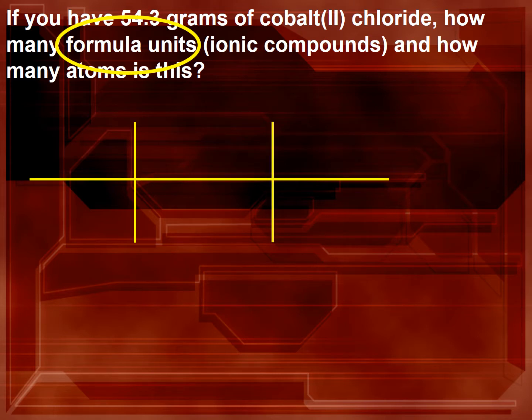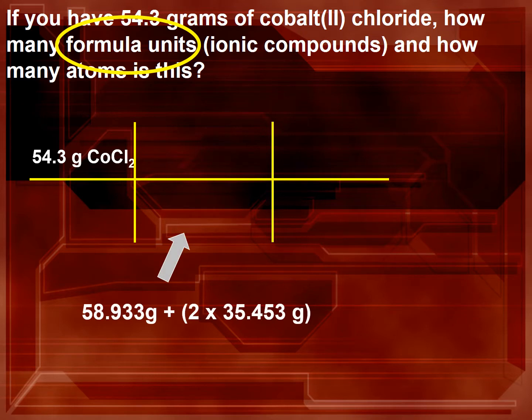We'll draw our train track and put our given, 54.3 grams of cobalt-2 chloride. Now, you have to get the formula in order to do this. Cobalt-2 chloride, that's not two cobalts, it's actually two chlorines, because cobalt-2, that's its charge, plus 2. Chlorine is minus 1, so we crisscross, so we get CoCl2. The next thing we need is the molar mass of cobalt-2 chloride. Because we're trying to get rid of grams, we need the gram molar mass on the bottom.